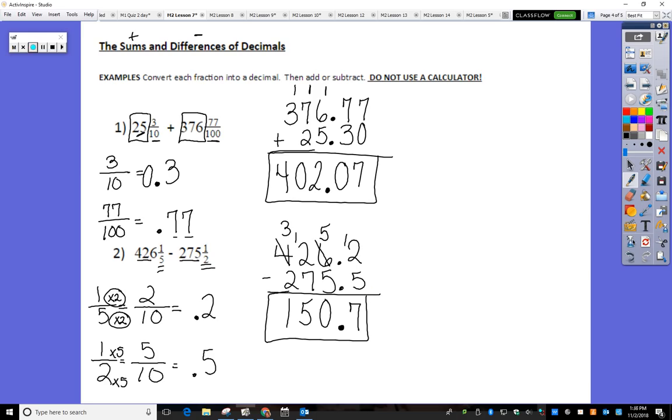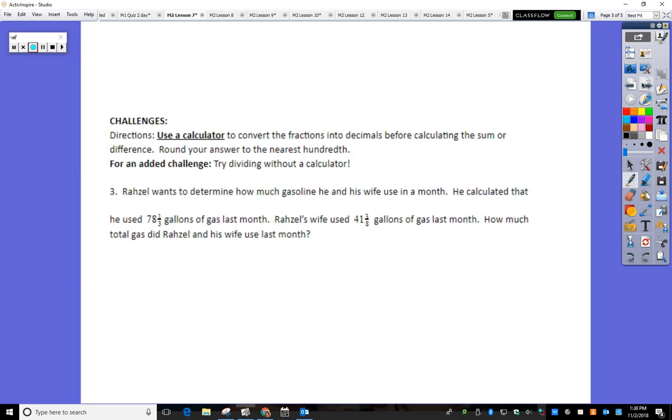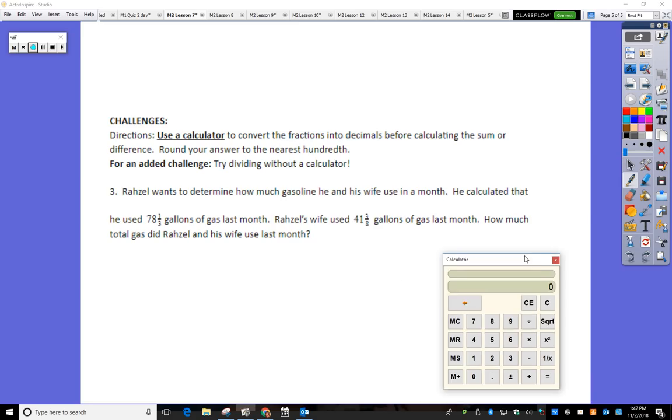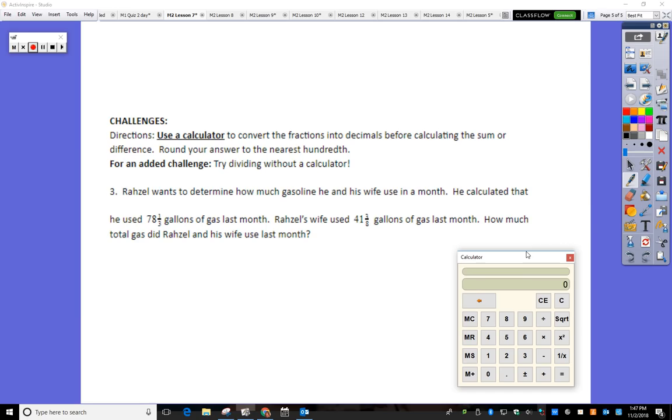Okay, let's look at one challenge type problem. This one says to actually use your calculator. So this is one where we will allow the calculator to be used. I'm just going to pull mine out so it's set and ready to go. So it says use a calculator to convert the fractions into decimals before calculating the sum or difference. Round your answer to the nearest hundredth. This is going to be important when we look at those decimals that we're getting.